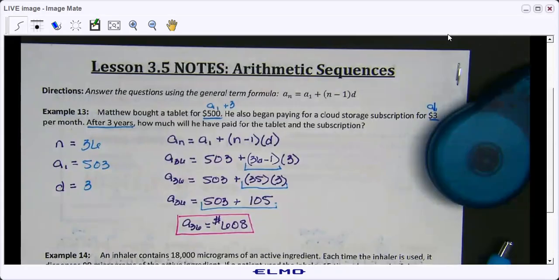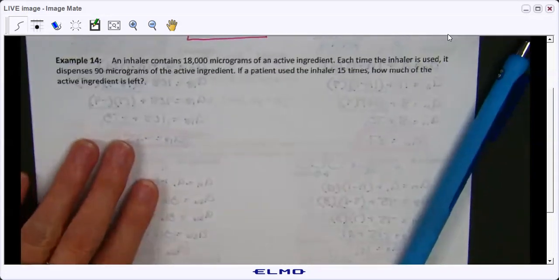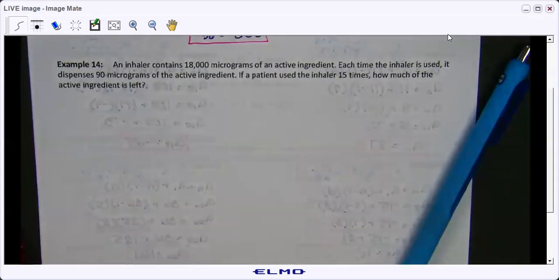Okay, last problem. This one's slightly different because we're subtracting. We have a common difference that's negative, and that changes our first term a bit. An inhaler contains 18,000 micrograms of an active ingredient. Each time the inhaler is used, it dispenses 90 micrograms of the active ingredient. If a patient used the inhaler 15 times, how much of the active ingredient is left?